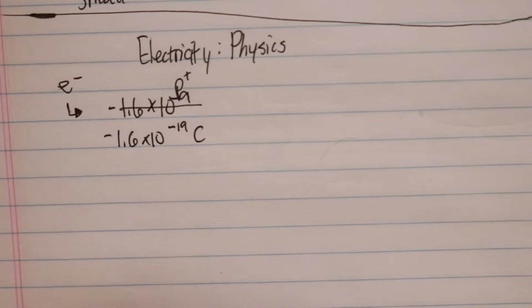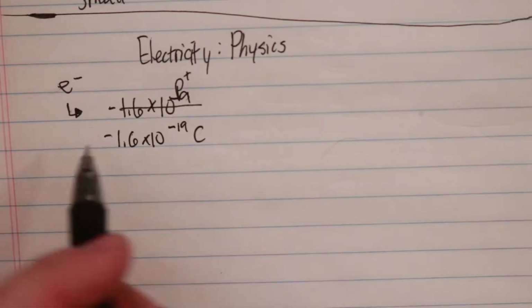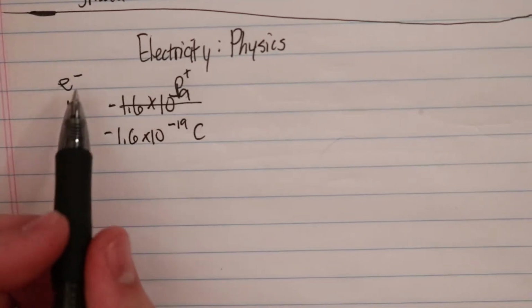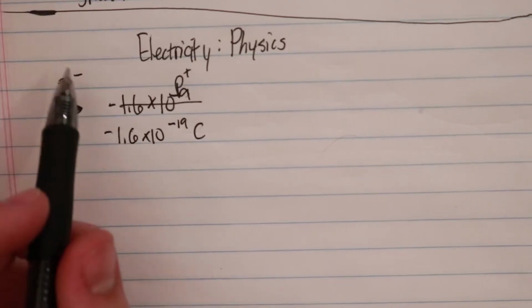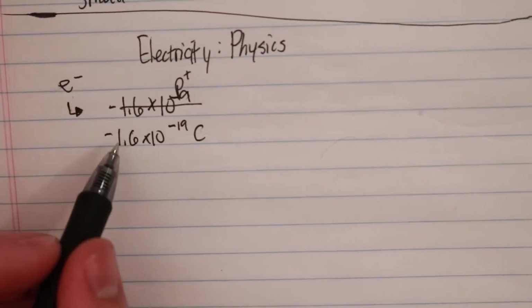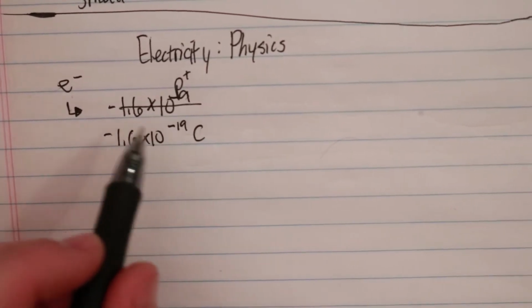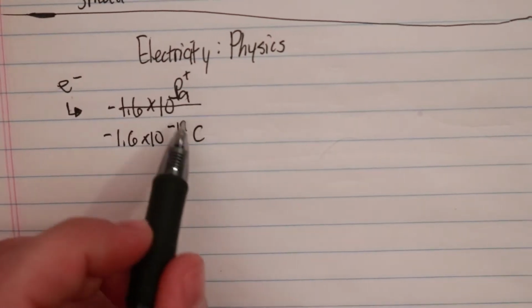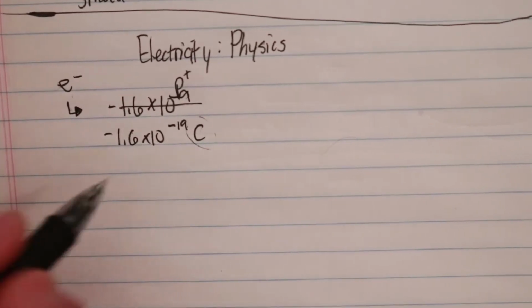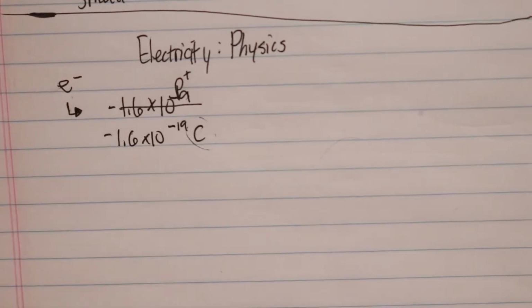And so our charged particles that we work with, harkening from chemistry, are electrons and protons. Electrons are the negative charge, and so the electrons have a charge of negative 1.6 times 10 to the negative 19th coulombs. And coulombs is going to be the unit that we're measuring electricity in, and then a proton would be the same value except for positive because they balance each other out.